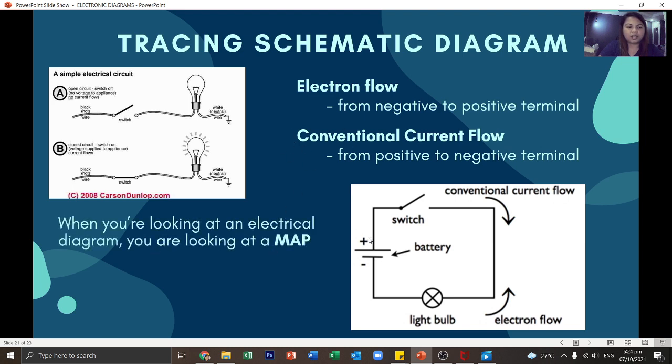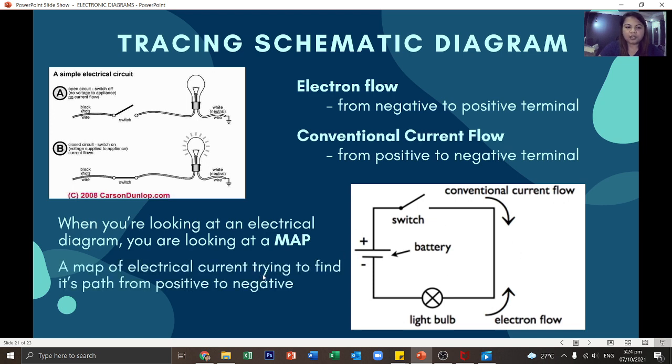So when you're looking at an electric diagram, you are looking at a map of electrical current trying to find its path from positive to negative. That's what we need to know in order to trace the flow of current in a schematic diagram or in a circuit. So just remember conventional current flow from positive to negative. So once there is a power supply and the circuit is closed, the movement is always from positive to negative using the conventional current flow.